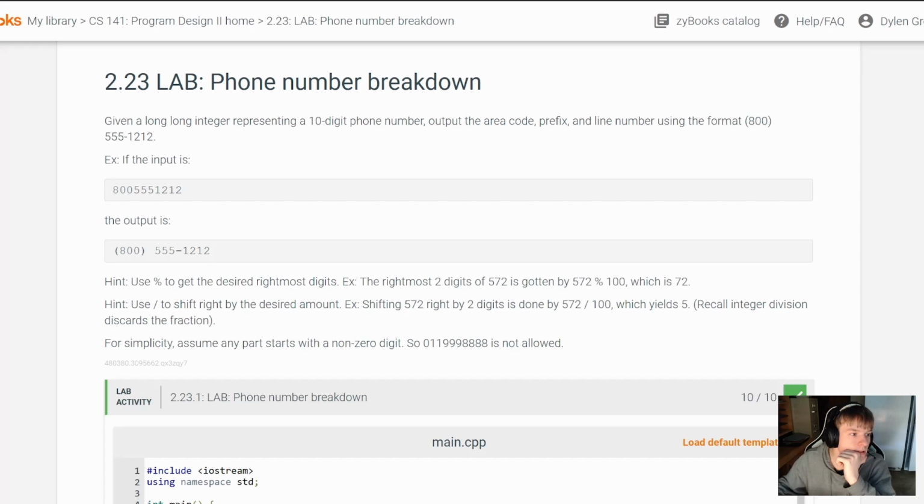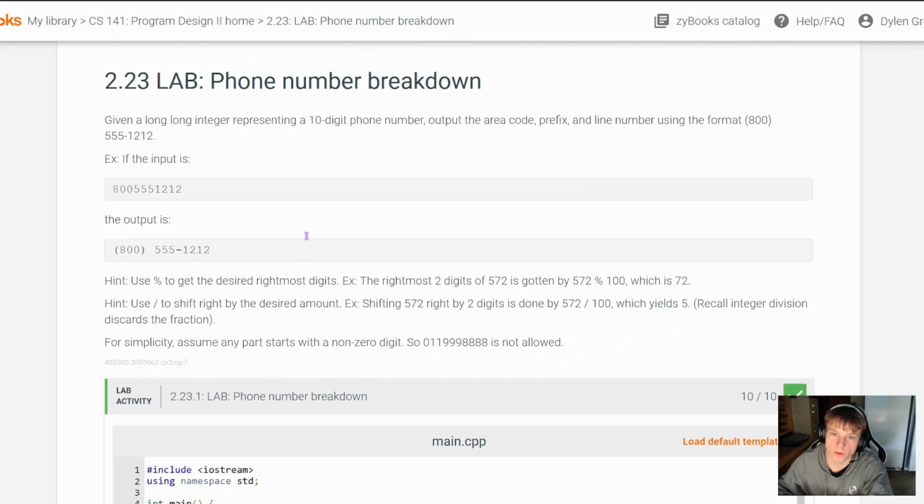So this is part 2 to lab 1. We've got activity 2.23 where we're just trying to basically format a phone number, right? So we're given a long integer representing a 10-digit phone number, and we want to output the area code, prefix, and line number using this kind of standard format here. Right, so if we get this input, then we get this output. Pretty straightforward kind of goal.